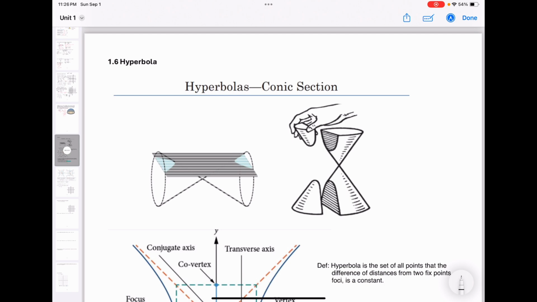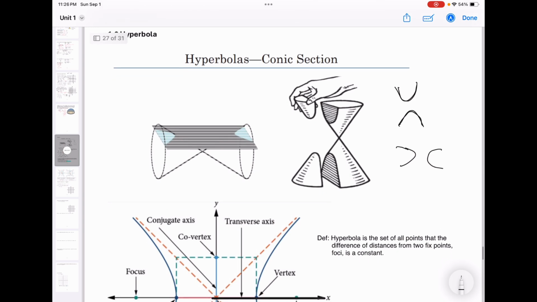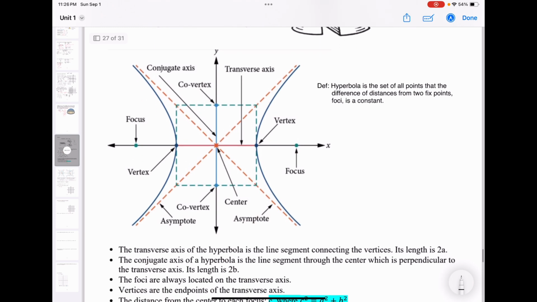Let's learn another conic section, the hyperbola. If I have a double cone and I slice it, the cross section is a hyperbola. Later we will see the hyperbola is horizontal like this or vertical like this. Okay, let's learn more about the hyperbola.